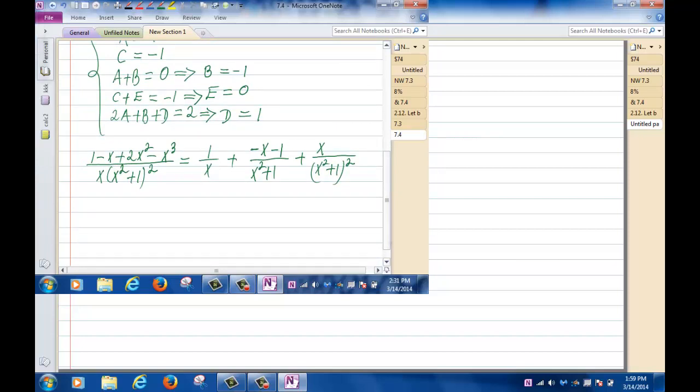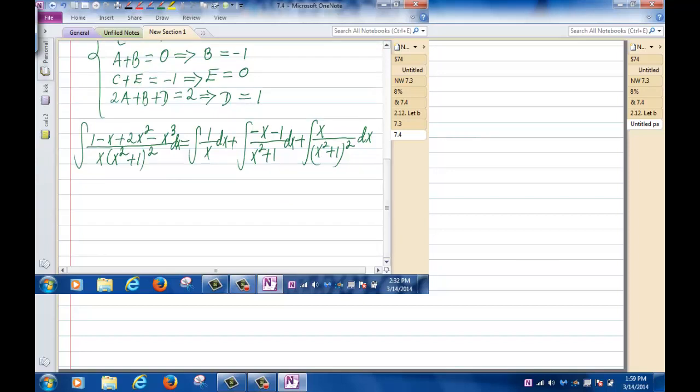Notice that so far we were lucky with finding A, B, C, D, but we are not really that lucky in terms of computing the integral. If I try to integrate this, I have to integrate 1 over x, which is easy. I have to integrate this guy, which is not so easy. I have to integrate this guy, which is easy, but you have to do a substitution. It's not a direct one, right?